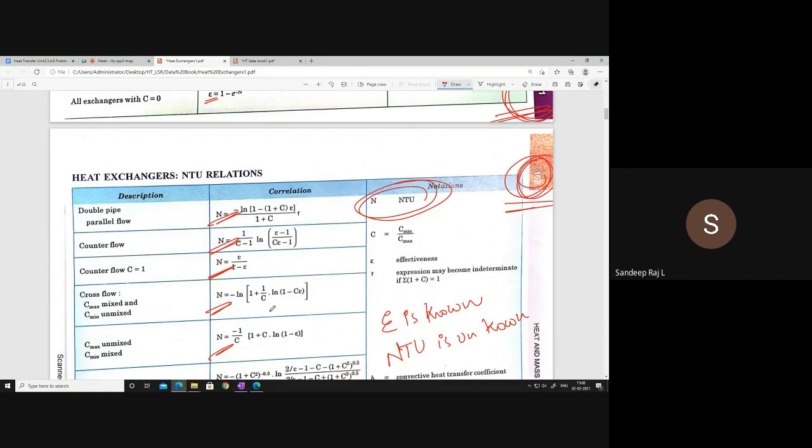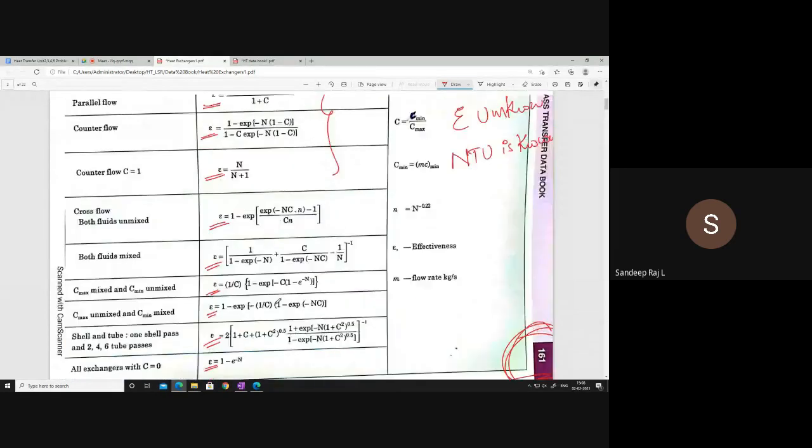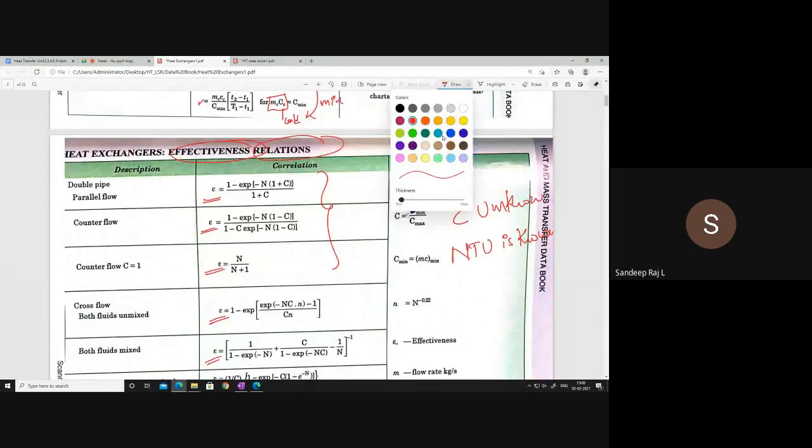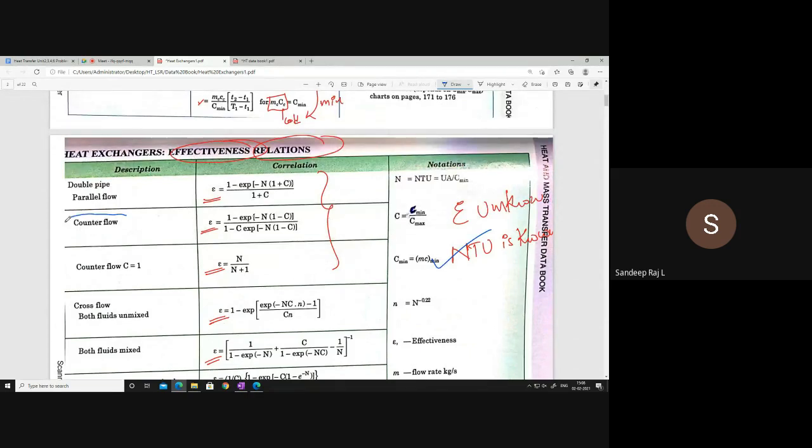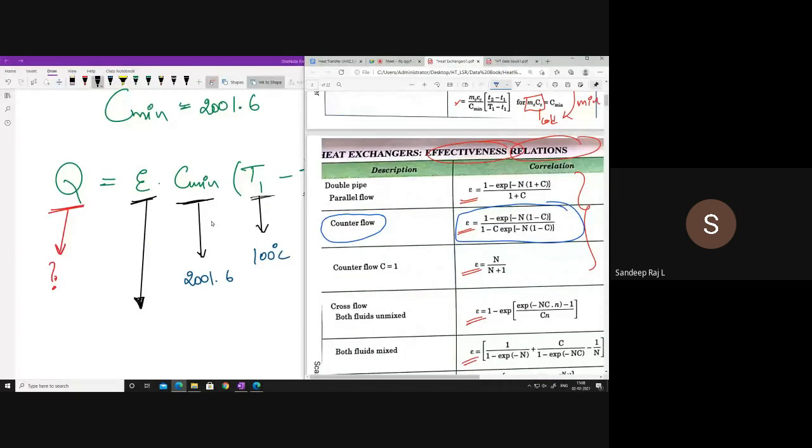So what do we know? We have to go with 161 because NTU is known to us in this particular question. So which formula will you use? You have to use the counterflow formula, because counterflow is the heat exchanger given in the question. Use this formula and find out the effectiveness. If you can find the effectiveness, you can use it here for Q.